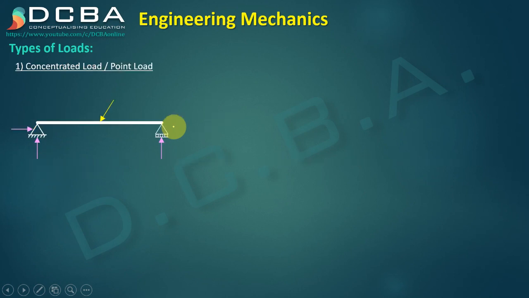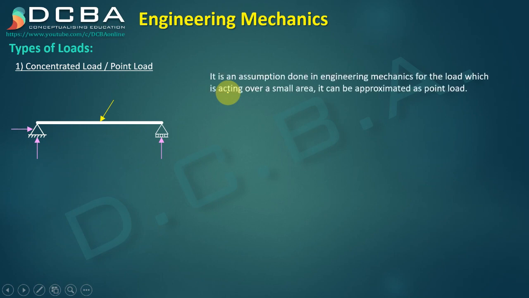Now coming to the types of loads, we have concentrated load or a point load. So a concentrated load or a point load is actually an idealization that we do in mechanics. It is done for those problems where the contact area between the loading and the structure is very less, or it is confined to a very small area. So for such a case, we can consider the load to be a point load. Okay. So it is an assumption done in engineering mechanics for the load which is acting over a very small area. It can be approximated as a point load.